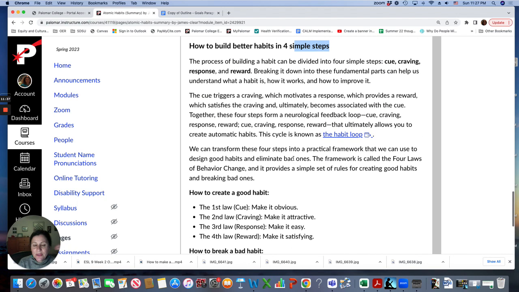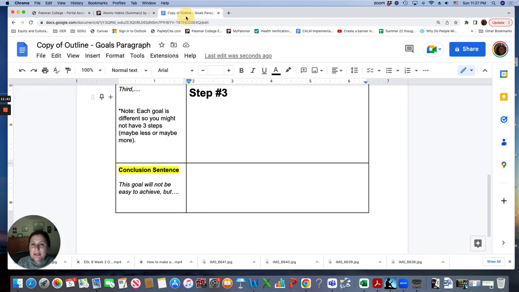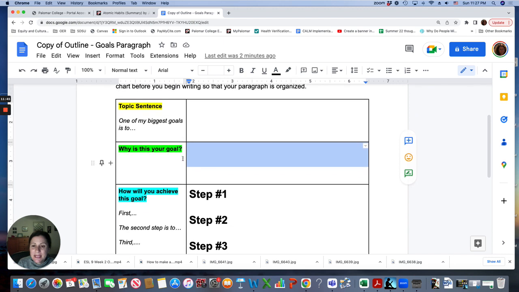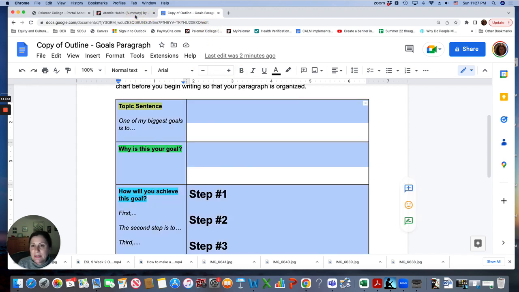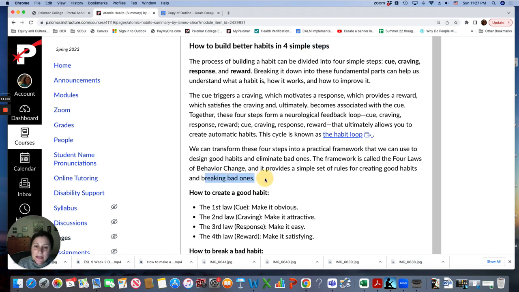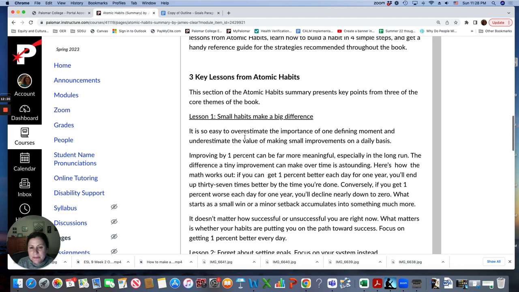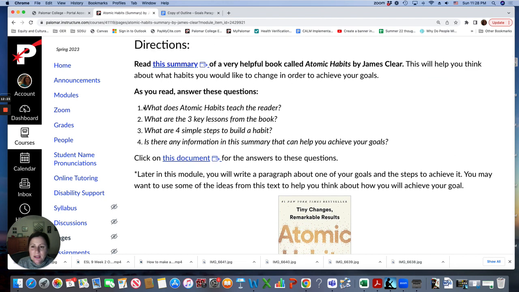So this might be useful when you're thinking about your goals and what you want to write about in your paragraph, because sometimes the step, like how will you achieve your goal? For example, if you want to buy a car, maybe you need to think about your habits, or breaking bad habits. Like maybe you have a bad habit of going shopping every weekend and buying lots of clothes that you don't need. So maybe this is a bad habit that you need to break if you want to achieve your goal of buying a new car, because you need to save money for that. Okay, so this article is just optional, but it's something that can be useful. These are reading questions, and then I wrote the answers here if you want to do this activity. Okay.